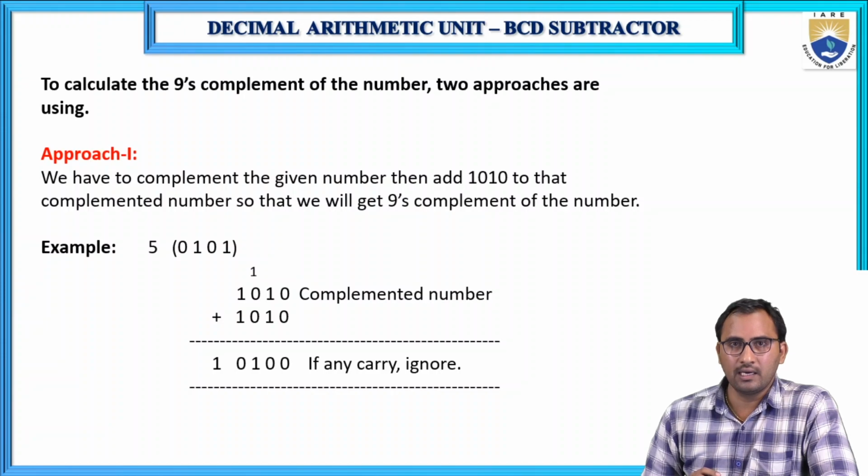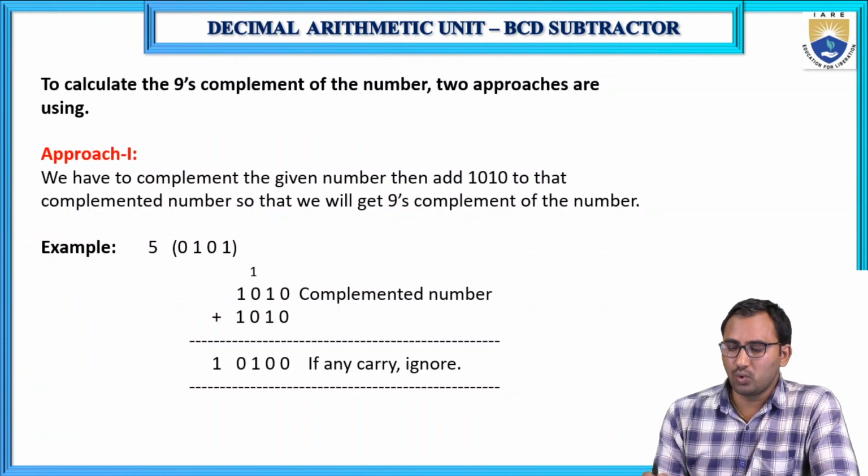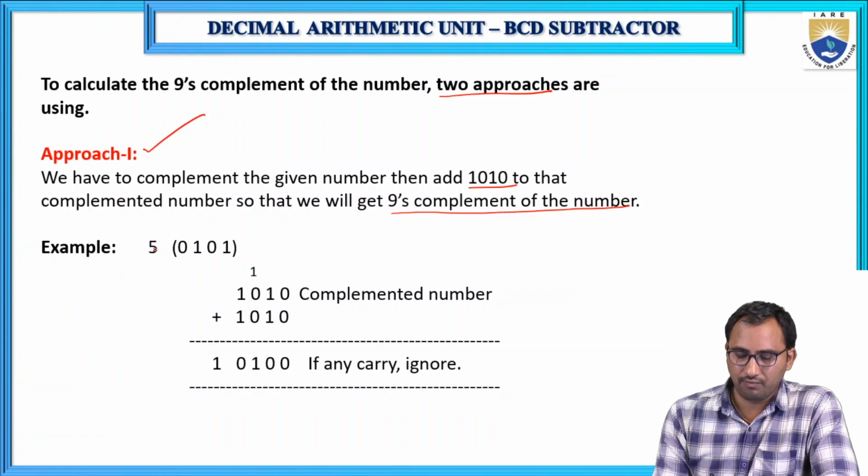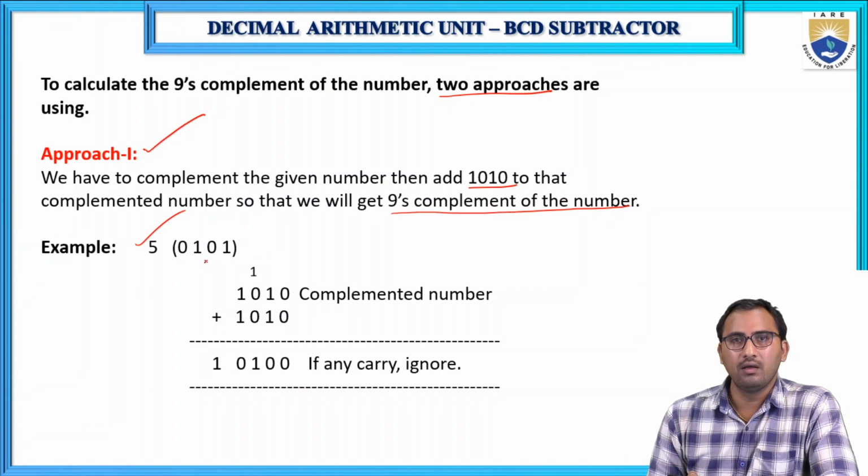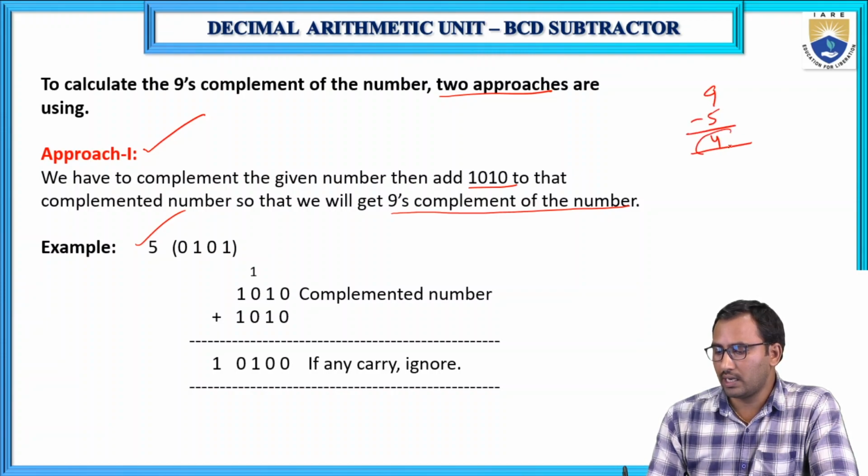So in order to find the 9's complement, we have two approaches. In the first approach, we have to complement the given number, then add 1010 to the complemented number, so that we will get the 9's complement of the number. Let's consider a number 5. It is represented as 0101. What is the 9's complement of 5? 9 minus 5, 4. We have to get the 4.